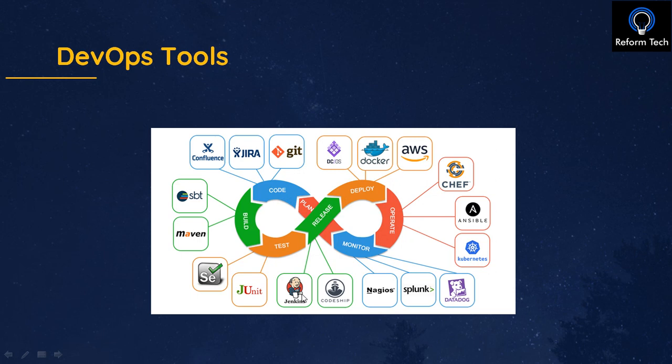This makes the software release very early, and there will also be fewer bugs. The communication between the development team and the operation team will be much faster, and they can easily fix any bug. So this is DevOps.